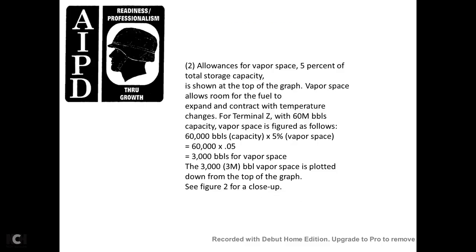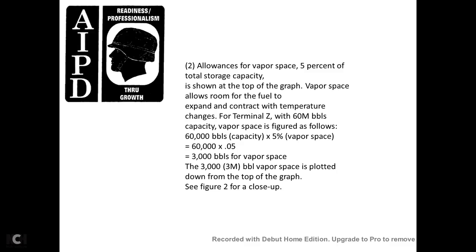2. Allowance of the vapor space. 5% of the total storage capacity is shown at the top of the graph. The vapor space allows room for the fuel to expand and contract with temperature change. For Terminal Z, the 60 MBBL capacity varies.